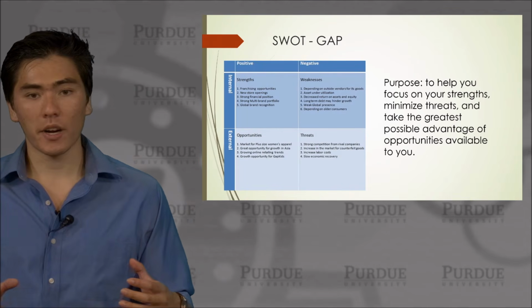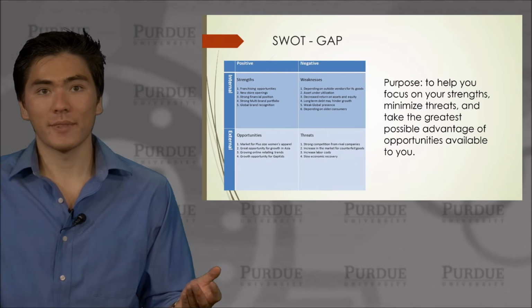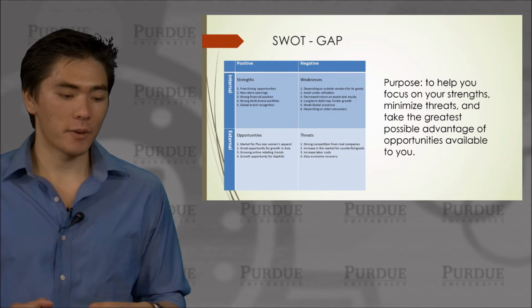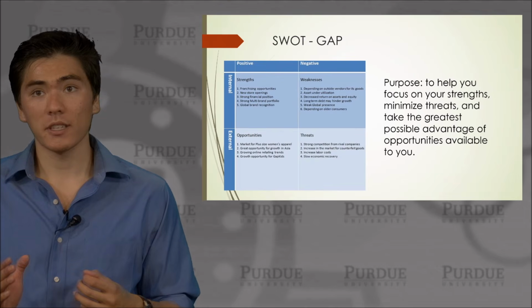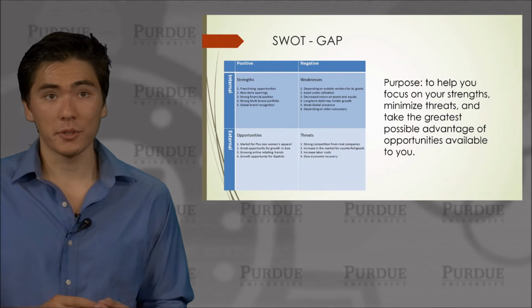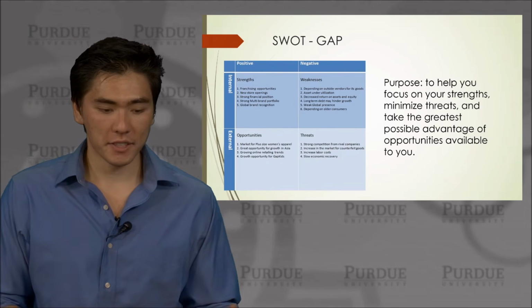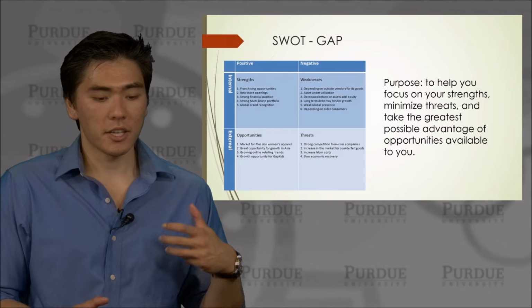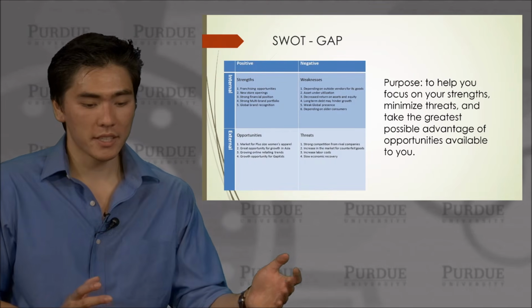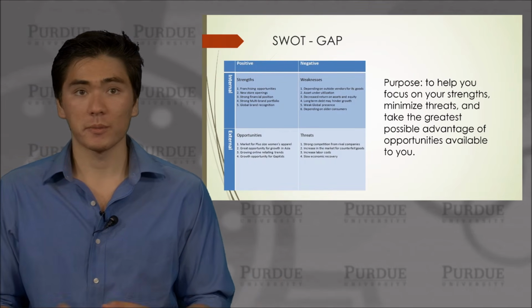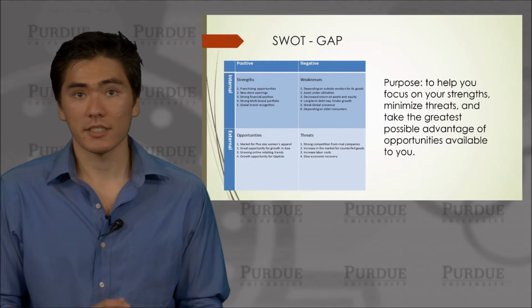Opportunities, anything where you can see, as the name implies, an opportunity to grow. For example, the market for plus size women apparel might be increasing, so that would be an opportunity for the company to move towards. Finally, there's threats, so this could be anything such as strong competition from rival companies or slow economic recovery from some recession or something of the sort.